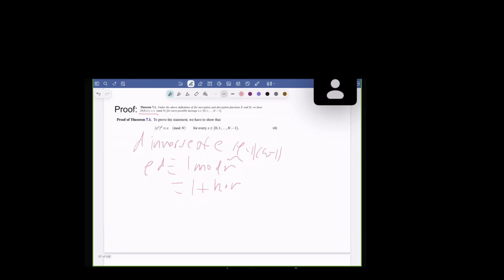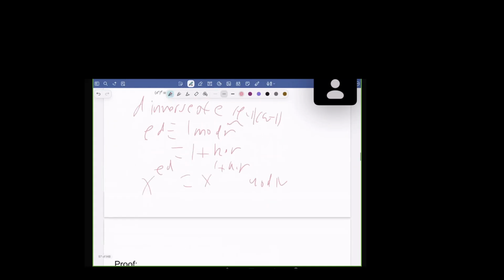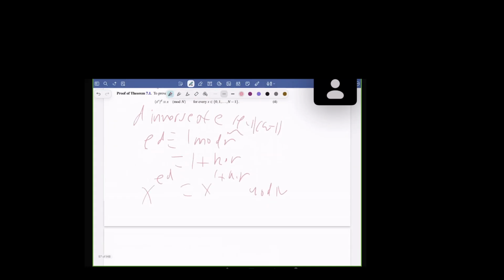From this, we're going to say that X to the power of ED is also equal to X to the power of 1 plus K times R. Oh wait, mod n. Whoops, I forgot to keep mod n. Does it make sense how we got to these two steps? Right, okay, I took way too much space. That is not good. Should be fine.